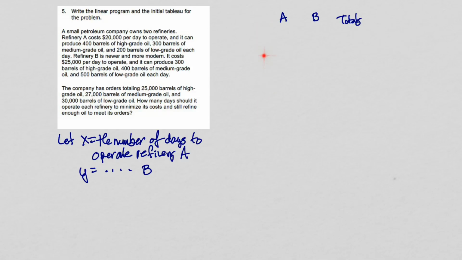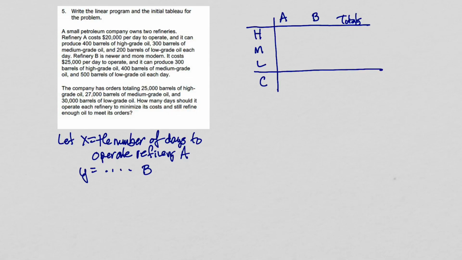And what do we know about these refineries? Well, let's see. We have a cost to operate, and it produces high-grade oil, medium-grade oil, and low-grade oil. So what we have here is going to be high-grade, medium-grade, and low-grade, and then there's a cost associated with these. We'll put that at the bottom. We'll draw our line here.